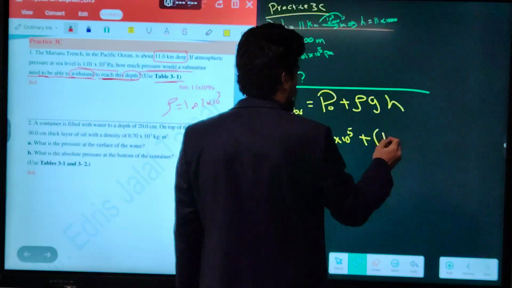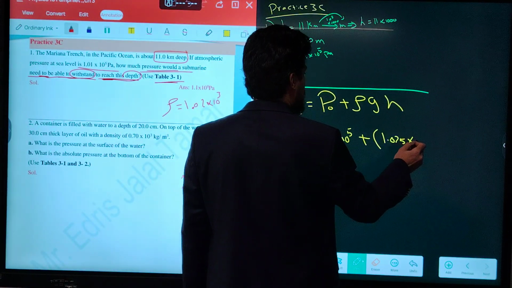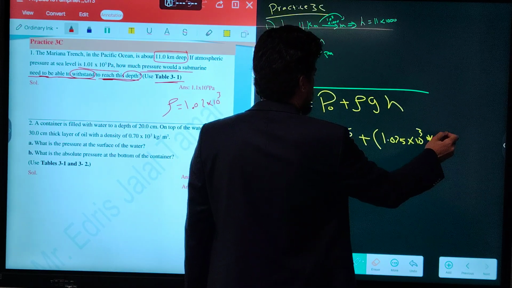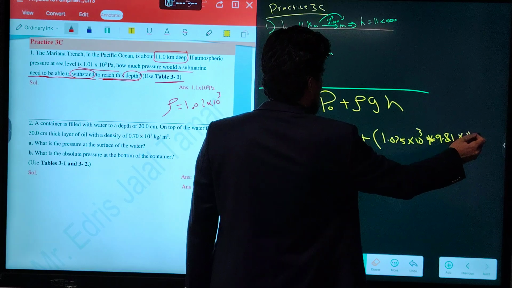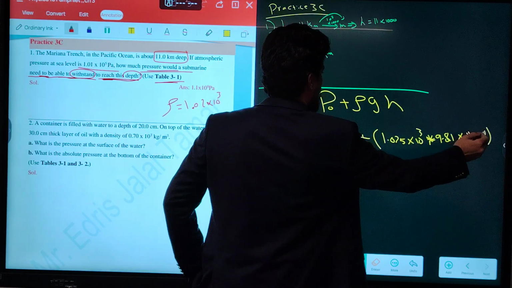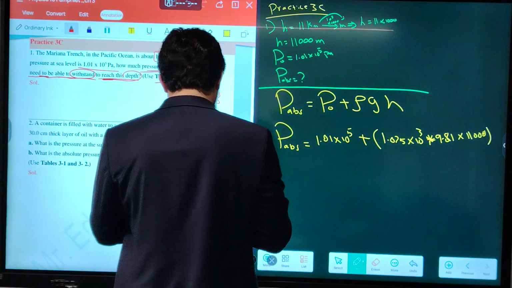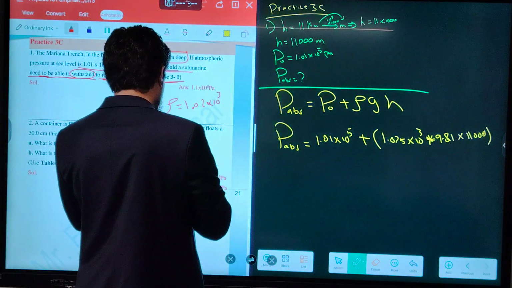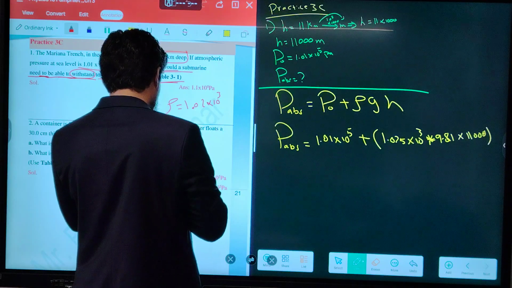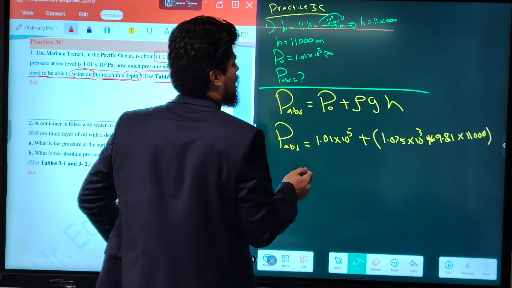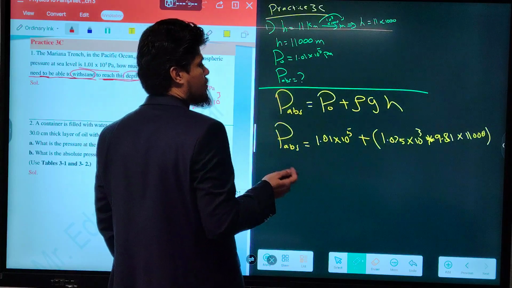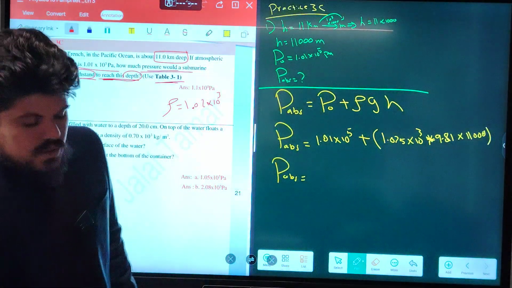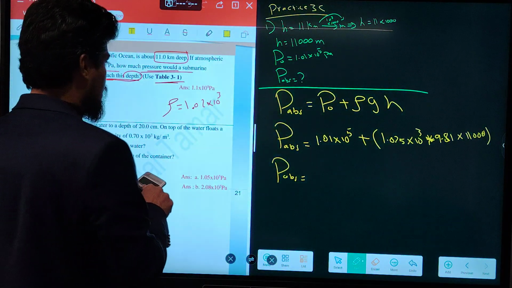Okay? 1.025 times 10 power 3 times 9.81 times 11,000. Okay? So, guys, look. In this way, you can determine the absolute pressure of the submarine at the bottom of the ocean. P absolute is equal to what? By using your calculator, you can determine the absolute pressure at the bottom of this ocean.